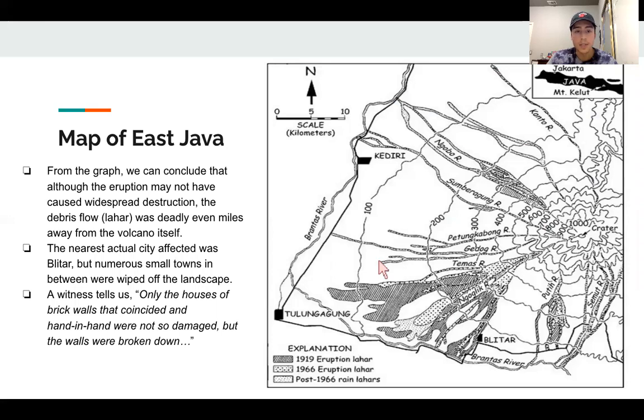The nearest big city was Blatar that was affected, but numerous small towns were wiped off the landscape. One witness tells us in Blatar that only the houses of brick walls that coincided and were hand in hand were not so damaged, but the walls were broken down. So even the really sturdy brick wall buildings were destroyed, and so the flow wasn't something you can survive if you're in it.